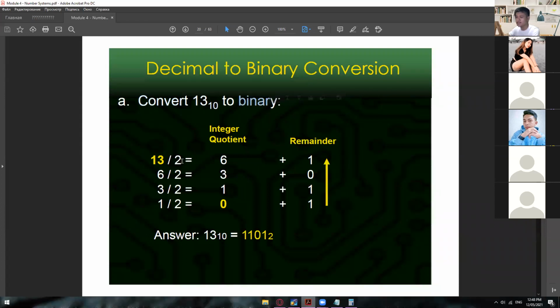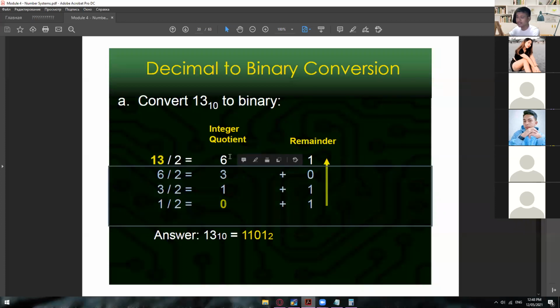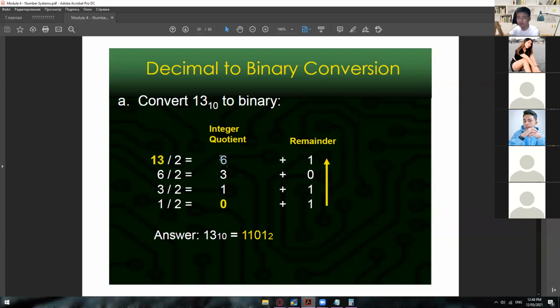So you just have to divide this 13 by 2. Just separate your answer: we have here the whole number or the integer part and then the remainder. If you're going to get the exact result, of course you will get 6.5. But then again, you have to separate that. So 6 for the whole number, and the 0.5 or the remainder 1 will go in here.